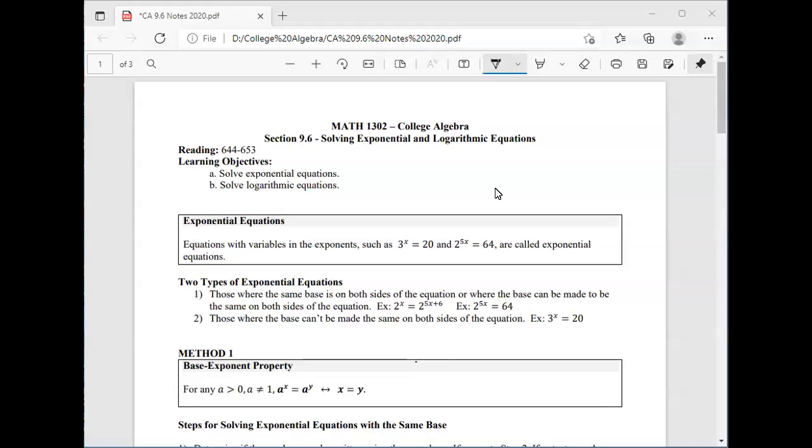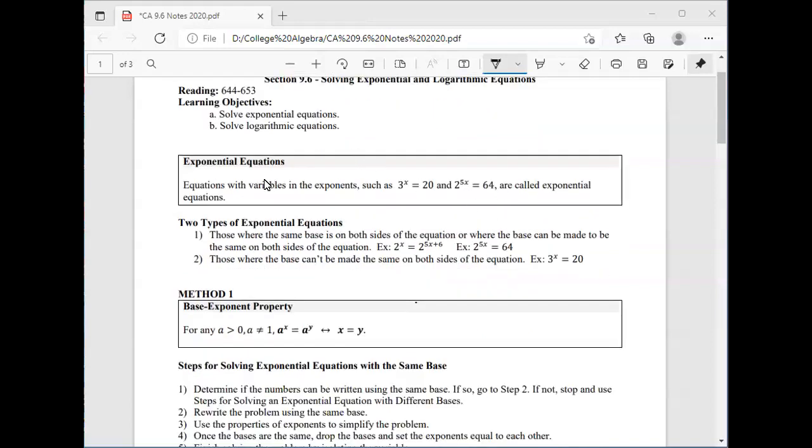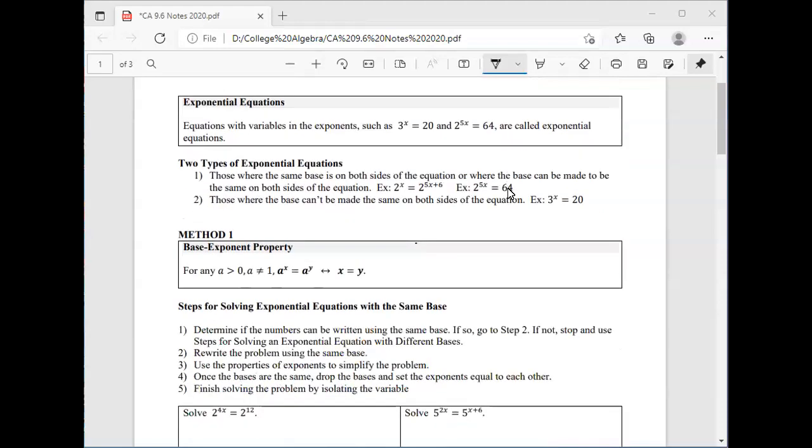Okay, so we're solving exponential equations in 9.6 and we're solving logarithmic equations. Equations with variables in the exponents, such as 3 raised to the x is equal to 20 and 2 raised to the 5x is equal to 64, are called exponential equations. We've talked about that.